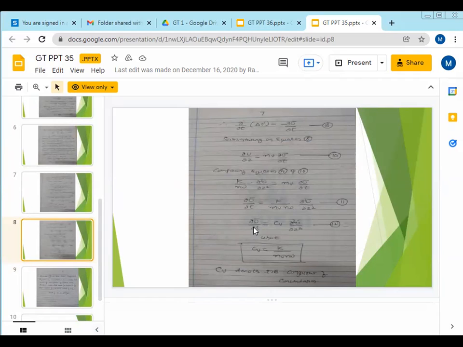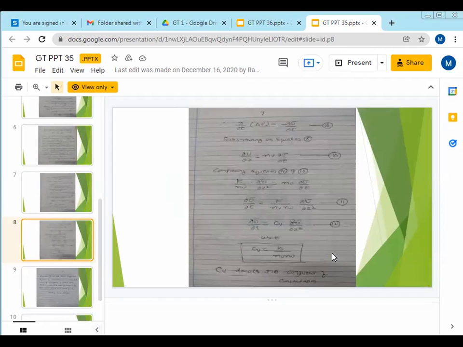u is the consolidation with respect to time, and dou u by dou t is given with respect to distance, that is Cv dou 2u by dou z square, where Cv, which is called the coefficient of consolidation, is given by Cv is equal to k divided by mv gamma w. Here mv is the coefficient of volume change, and gamma w is the unit weight of water. So remember this much, and this derivation is very important.